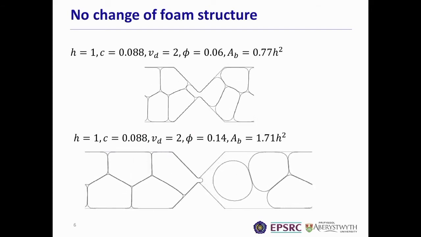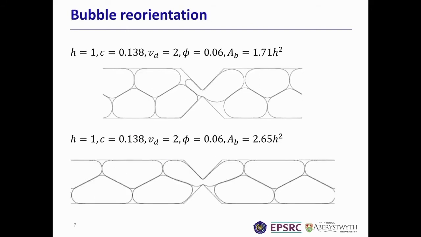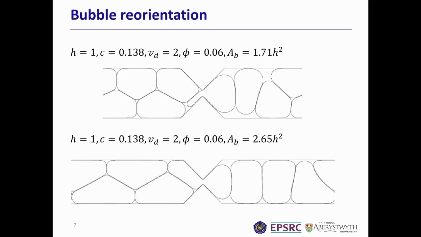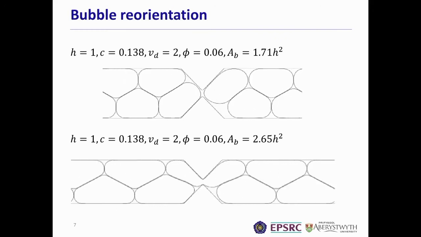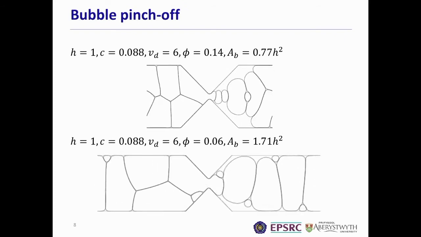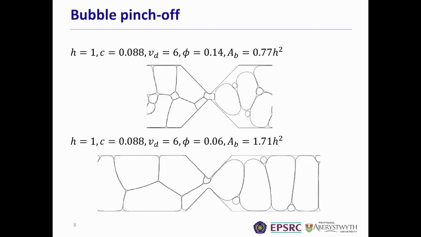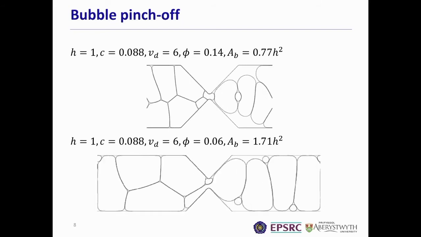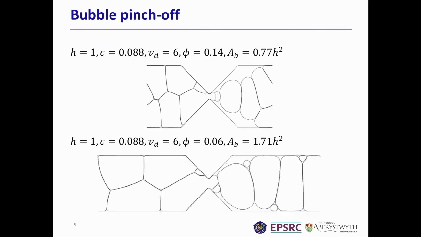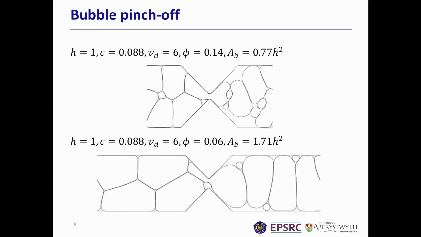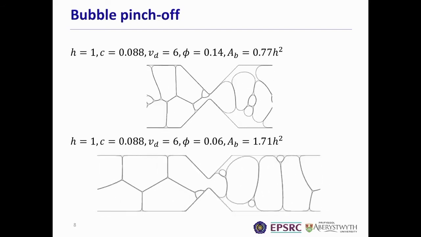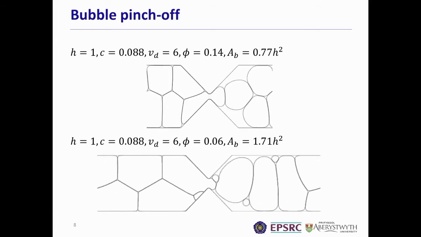First, there is no change of the foam structure, so it just keeps its shape. This is an example where the bubble is reoriented, but there is no pinch off, so the bubble just keeps its initial size. And the last one is when there is pinch off. After a certain time, the bubble will break up into smaller bubbles. The pinch off happens because when the bubble is moving and gets squeezed, it creates a really thin neck, and when the neck is so thin, it will break up into smaller bubbles.